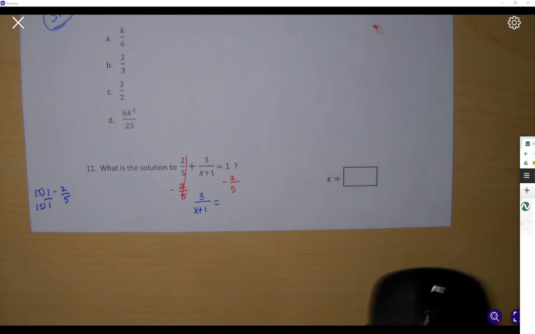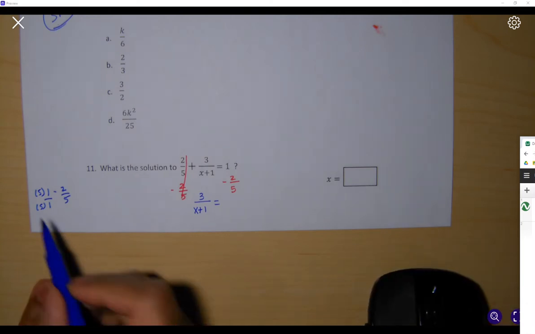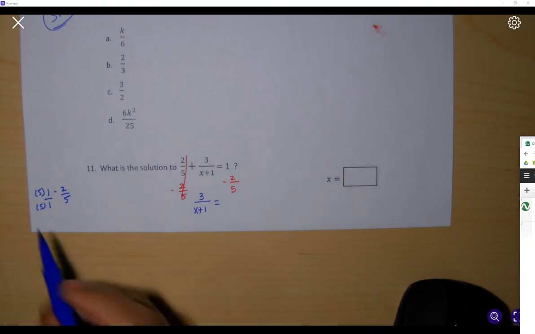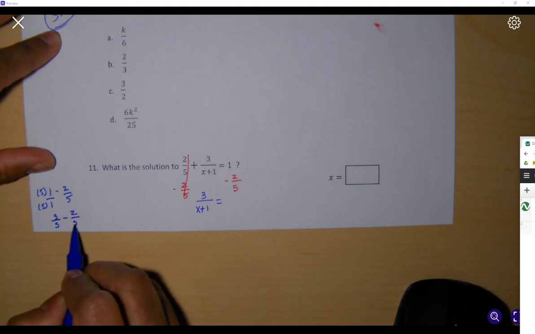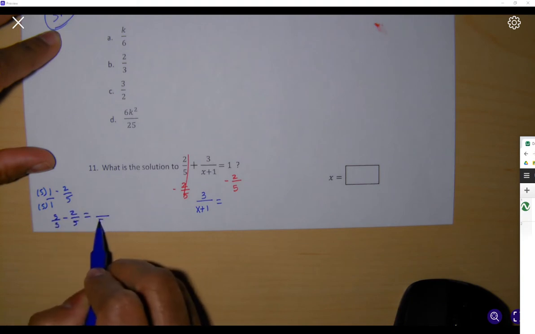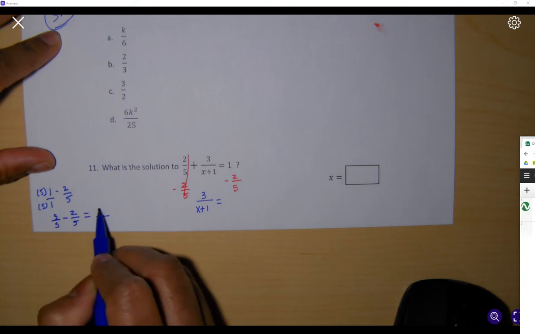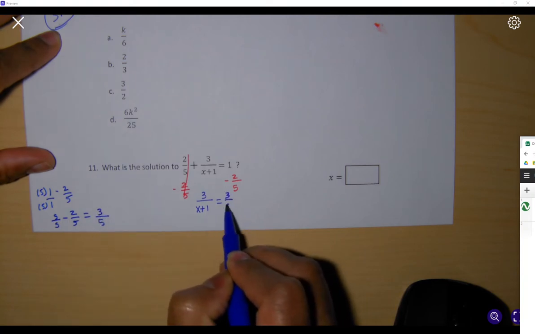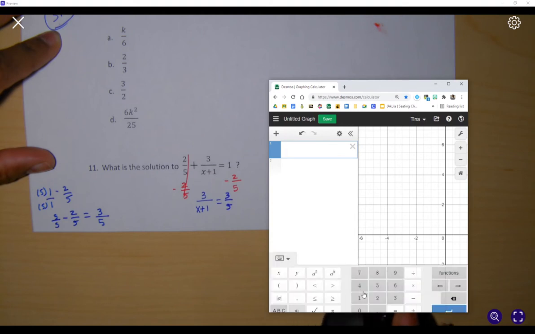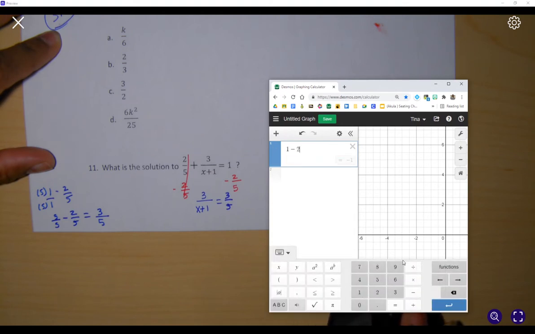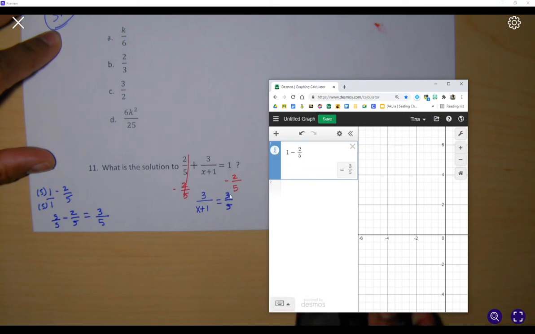Honestly, you can plug this in Desmos. So you have 5 times 1 is 5 over 5 minus 2 over 5. Now you have a common denominator. 5 minus 2 is 3. So this is 3 over 5. Also, honestly, you can put this in Desmos. If you just do 1 minus 2 over 5, it is 0.6, and if you press this, you would have 3 over 5. Anyway, that's how you get that.